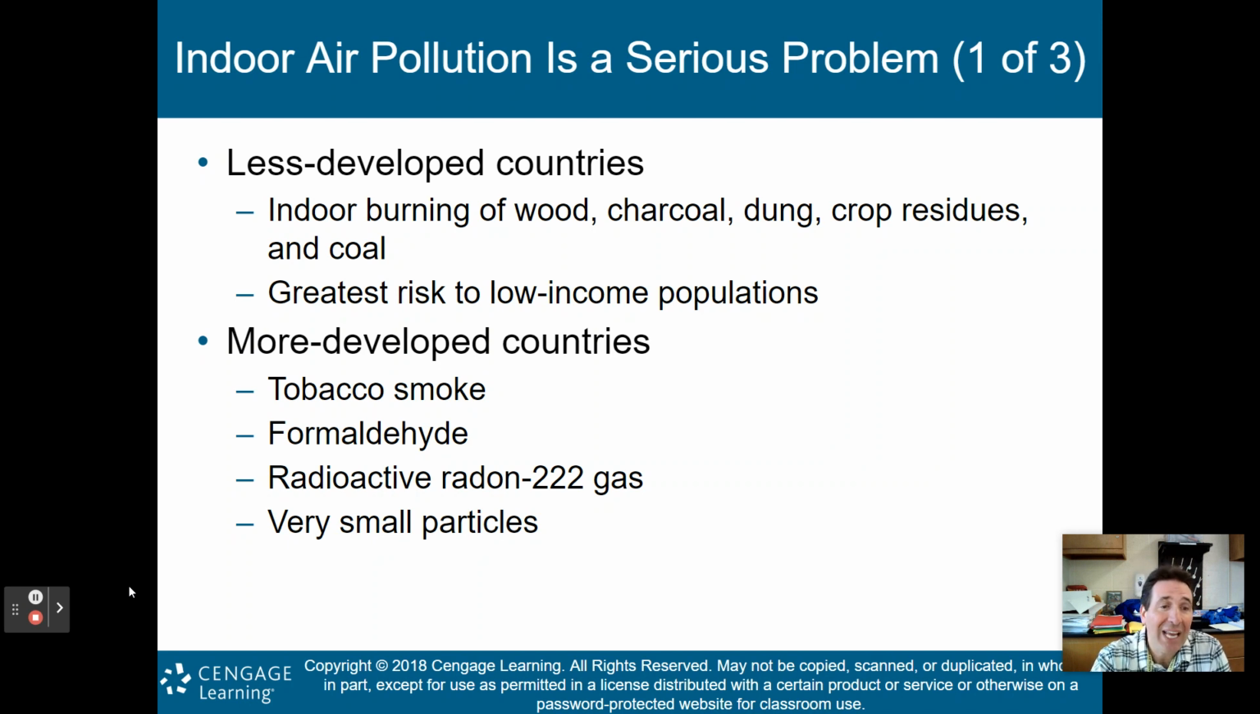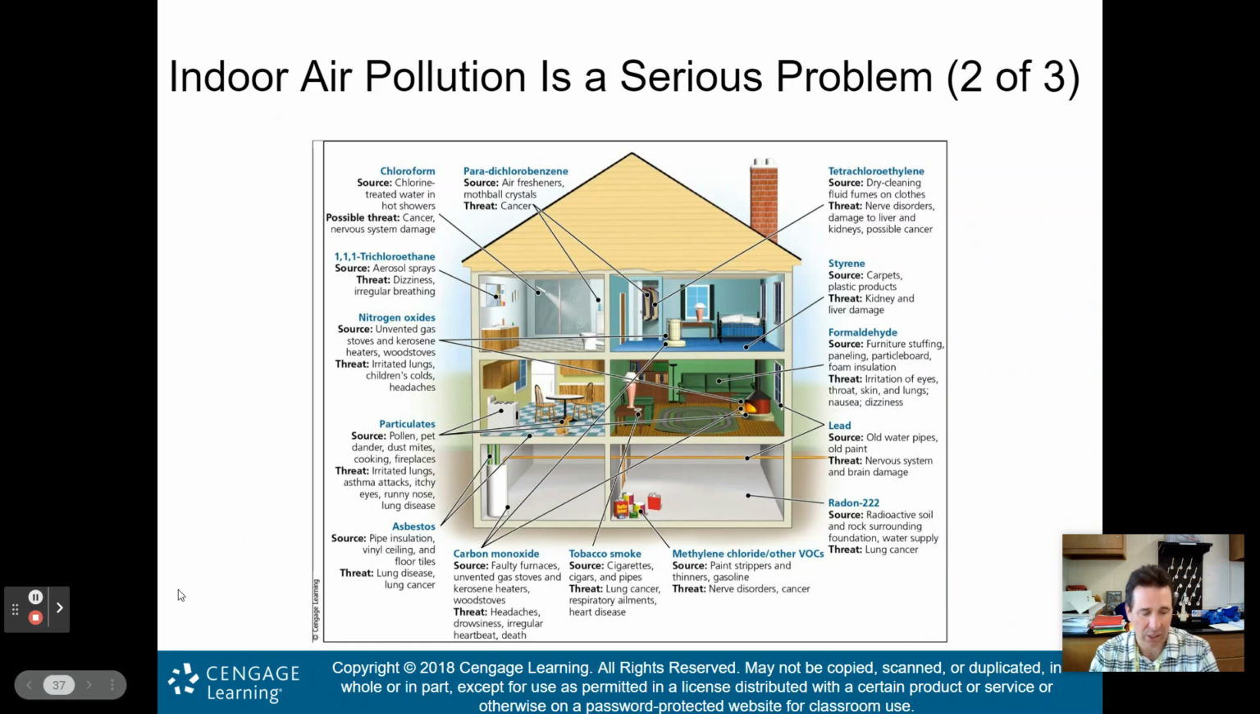cook their food. Here in the United States and in more developed countries, indoor air pollution's problem mainly comes from tobacco smoke or from something called formaldehyde, which is a chemical that is in many products in our home. Radioactive radon-222 gas is also a big issue in developed countries. And again, very small particles of air pollution could be an issue indoors in well-developed countries as well.